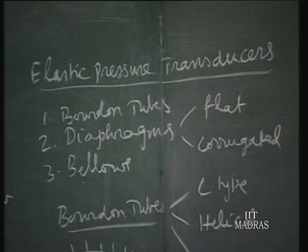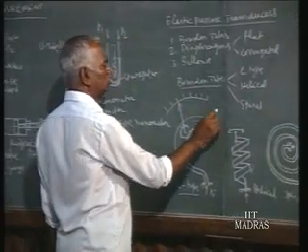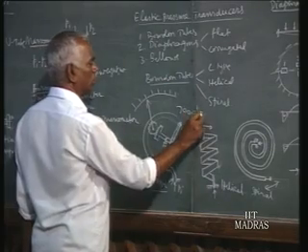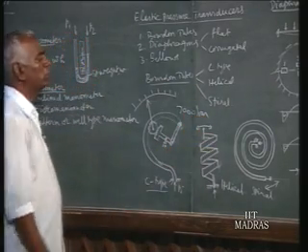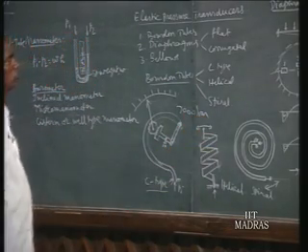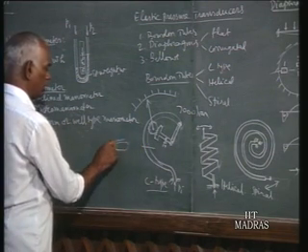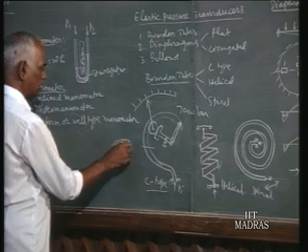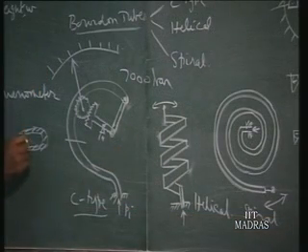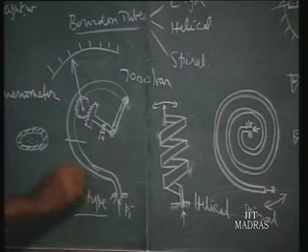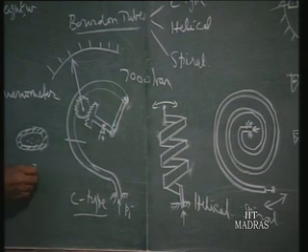And the Bourdon tube, which we have seen in one of the introductory classes, is of three types: C type, helical type, and spiral type. We can measure up to 7,000 bar with any one of these Bourdon tubes. The principle is, if you take the cross section, it is an oval cross section. This is the material, and the liquid pressure is allowed inside. As the pressure increases, this will assume more or less a circular cross section.